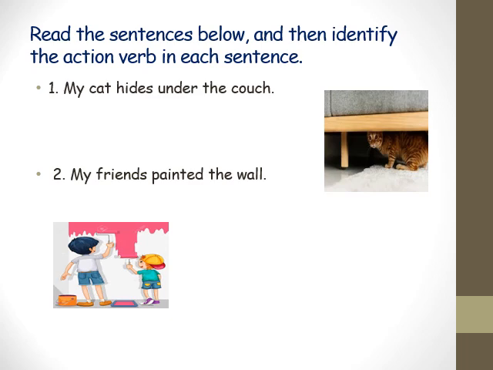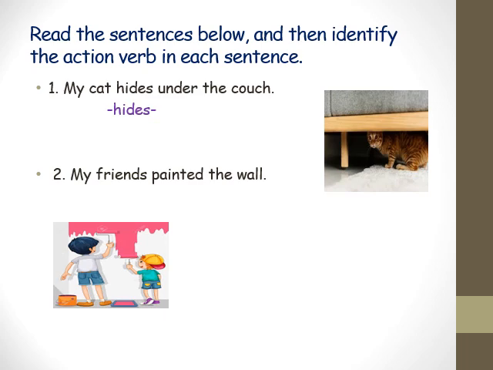Let's apply a short application. Read the sentences below and then identify the action verb in each sentence. Number 1. My cat hides under the couch. Where is the action verb in this sentence? Where is the one word that shows an action in this sentence? My cat hides under the couch. The answer is hides. So hides is the action verb. It is the word that shows the action that the cat does.